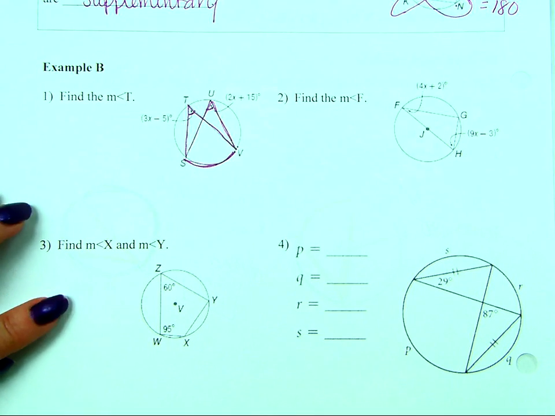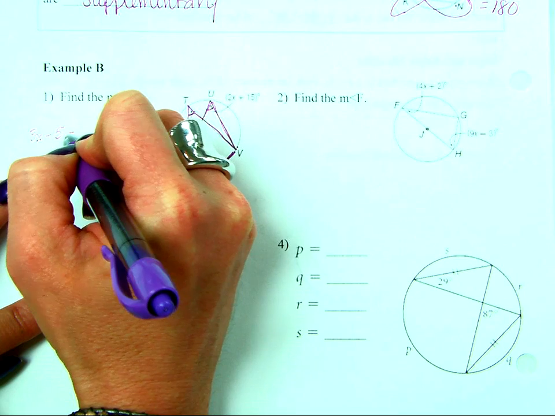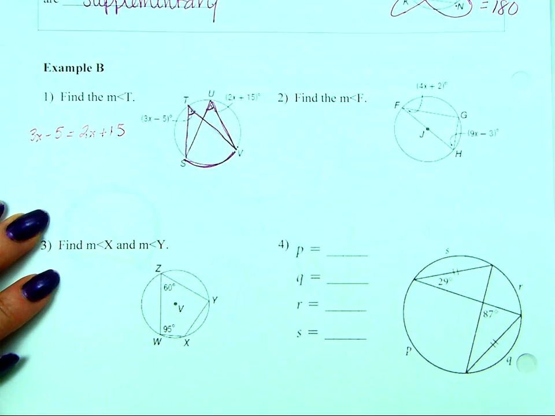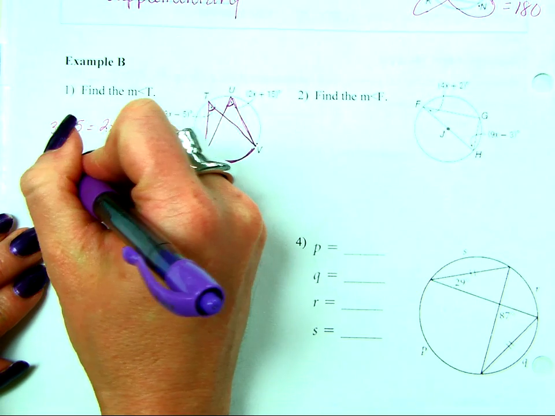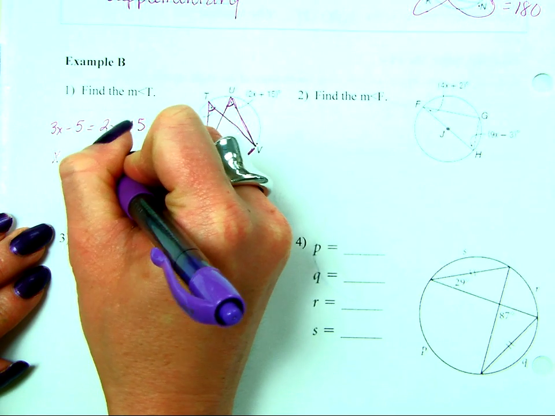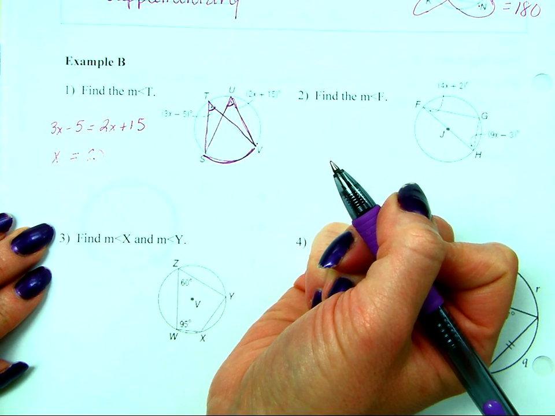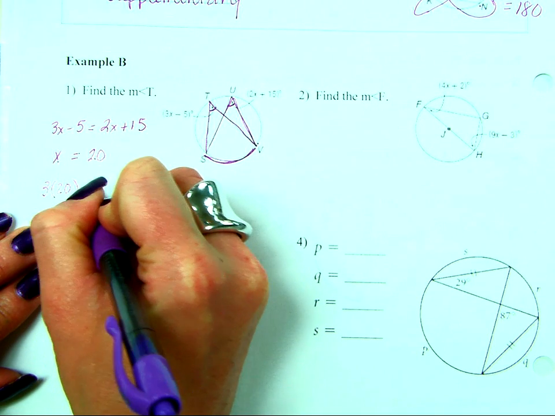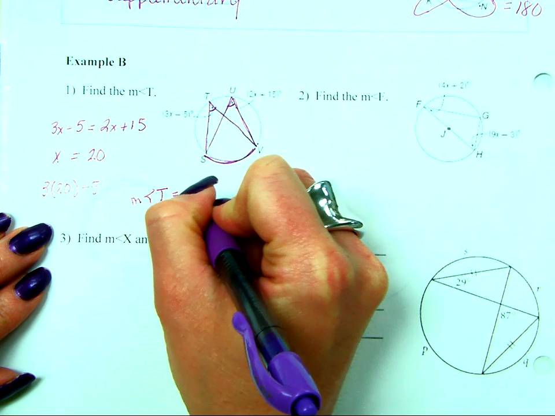So if I need to solve, I can take my 3x minus 5 and set that equal to the 2x plus 15. If I want to subtract 2x from both sides, add 5 to both sides, we would find out that x is 20. Now it's not asking me for x, it's asking me for angle T, so I need to remember to substitute that back in. And we would find that the measure of angle T comes out as 55 degrees.